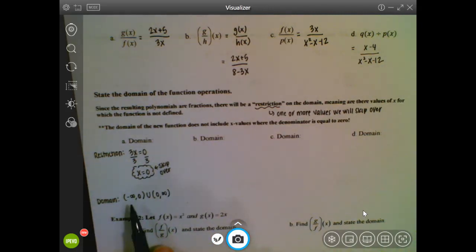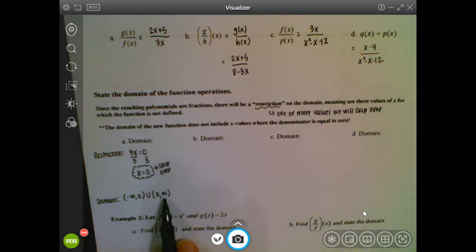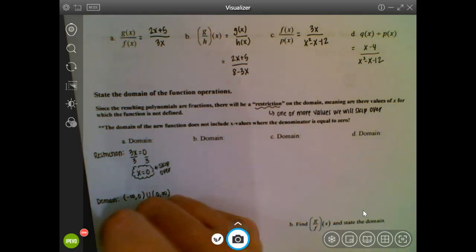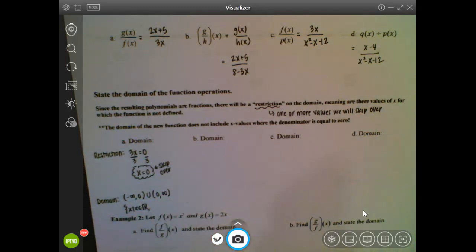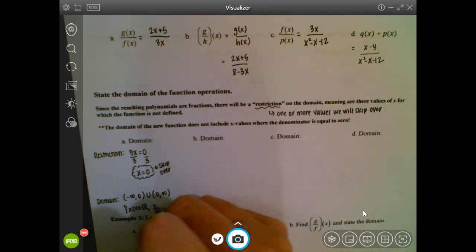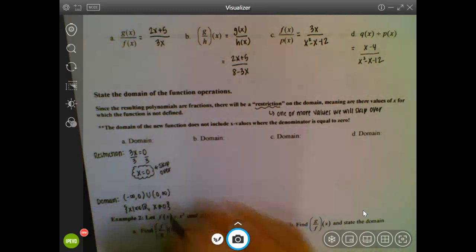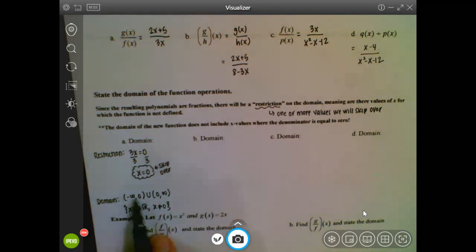So that basically tells me my domain is anything from negative infinity to positive infinity, except I'm skipping over 0. And in set notation, what that would look like is x such that x is an element of the real numbers, and then I'm just literally going to put x can't be equal to 0. So that's what it would look like in interval notation. That's what it would look like in set notation. And you can use whatever you're more comfortable with.